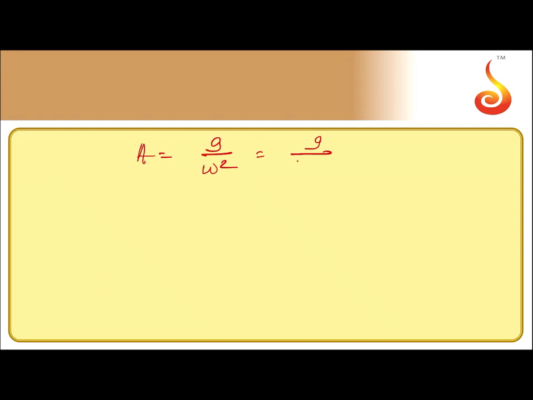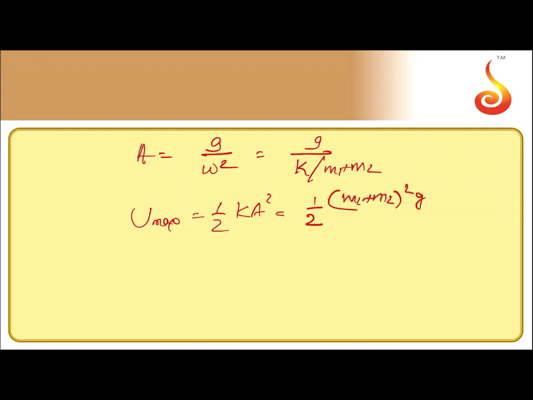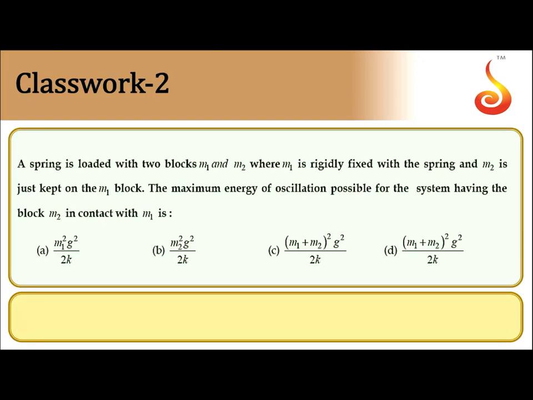So A is equal to g divided by omega square, and what is that omega square? k divided by M1 plus M2. The maximum energy corresponds to half kA square. If I substitute and simplify, I get 1 by 2 times (M1 plus M2) whole square g square divided by k square, times k. So this is our expression for the maximum possible energy of the system. Which option does it correspond to? Yes, option C: (M1 plus M2) whole square g square divided by 2k.